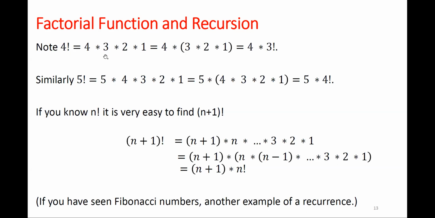Now notice that 4 factorial, 4 times 3 times 2 times 1, is the same as 4, let's put in parentheses, 3 times 2 times 1. What is 3 times 2 times 1? 3 factorial. So 4 factorial is 4 times 3 factorial.